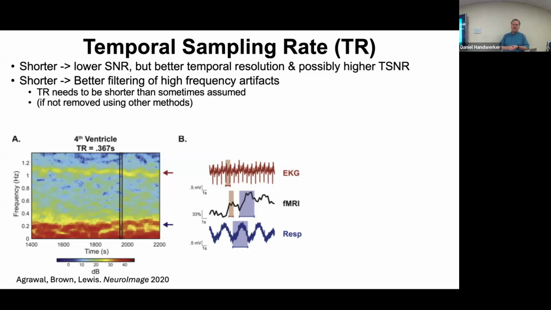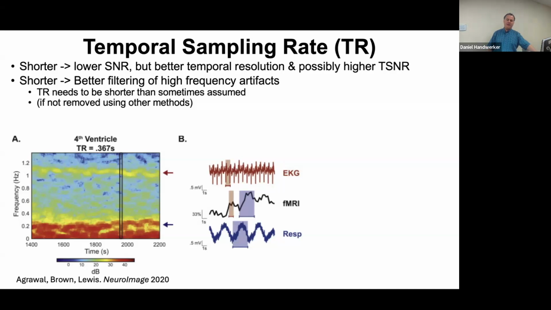There's also a potential benefit that if you scan fast enough, you have the potential to just filter out high frequency artifacts. So this is an example of someone who's scanning at a 367 millisecond TR. And what you can see is right around 1 hertz, this is like your cardiac. So if you could say, I have a clean cardiac signal around 1 hertz, you can design analysis methods that just filter that out really efficiently.